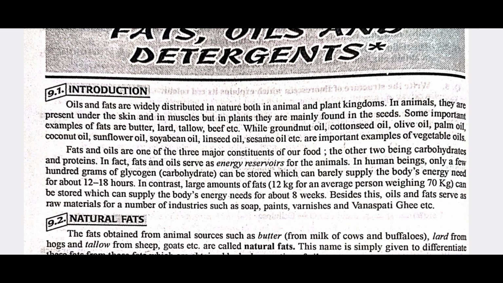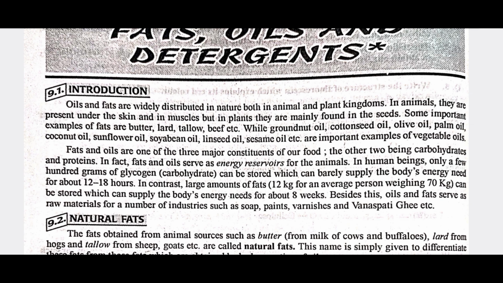Fats and oils are one of the three major constituents of our food, the other two being carbohydrates and proteins. In fact, fats and oils serve as energy reservoirs for animals. In human beings, only a few hundred grams of glycogen can be stored, which can barely supply the body's energy need for about 12 to 18 hours. In contrast, a large amount of fat can be stored, which can supply the body's energy needs for about 8 weeks.